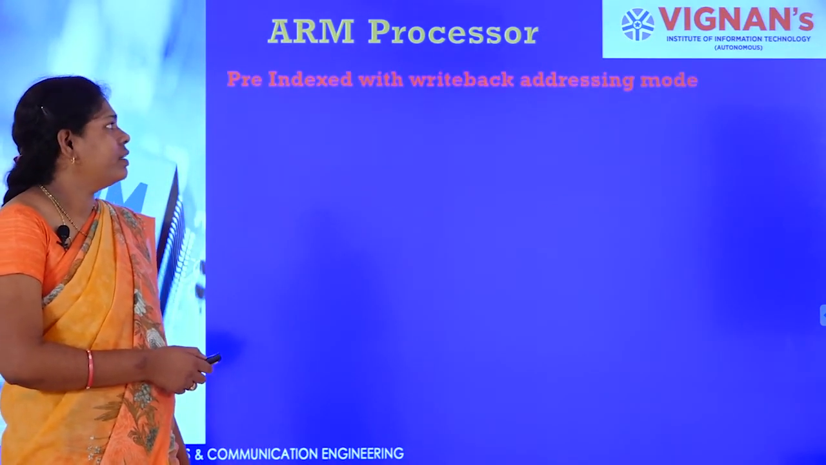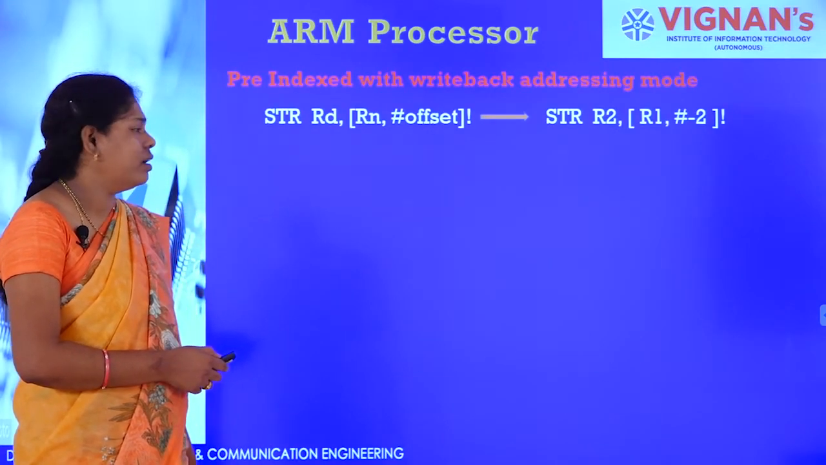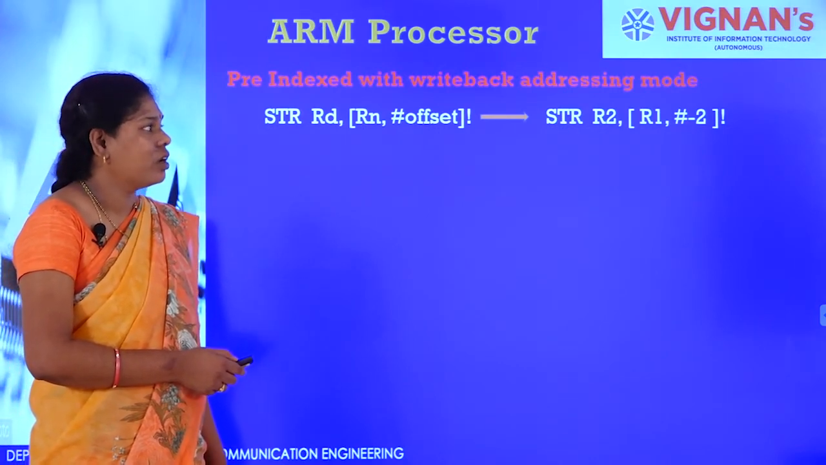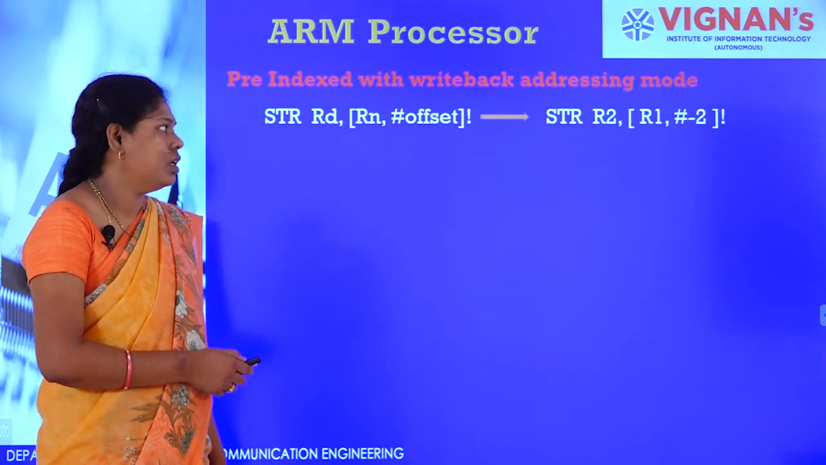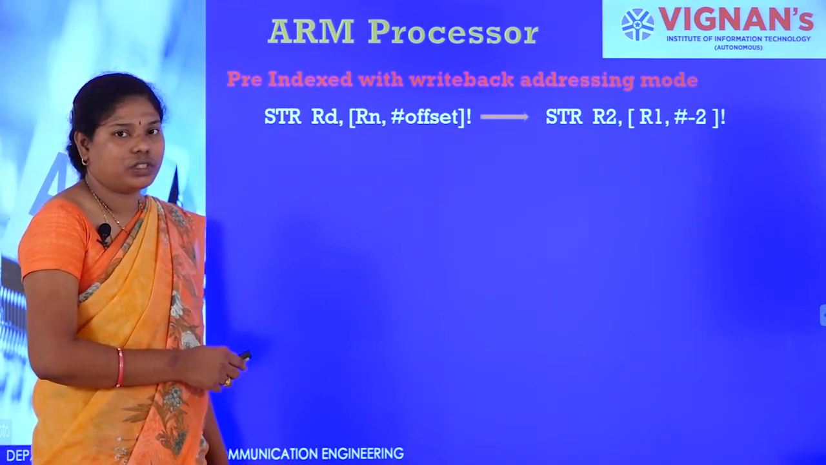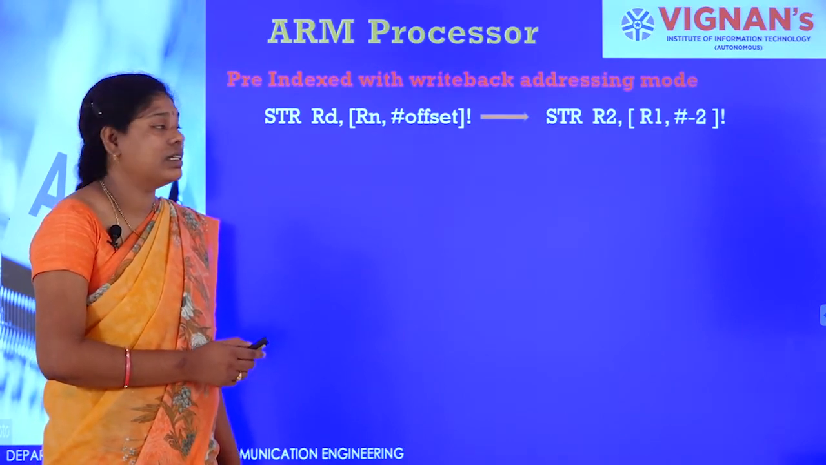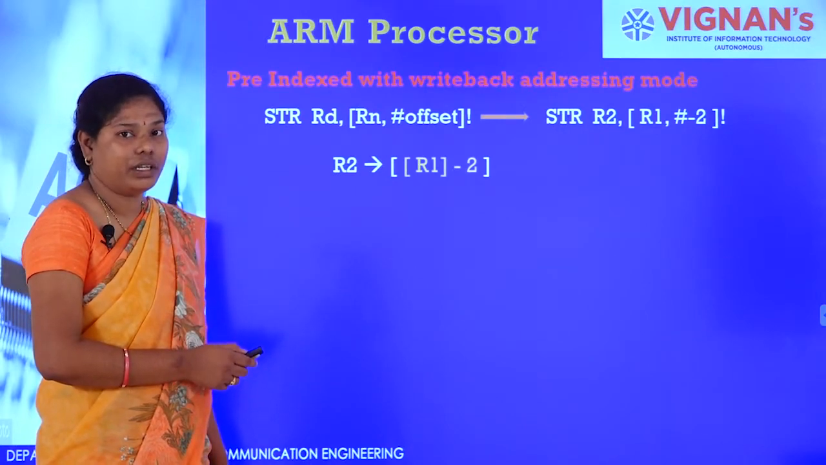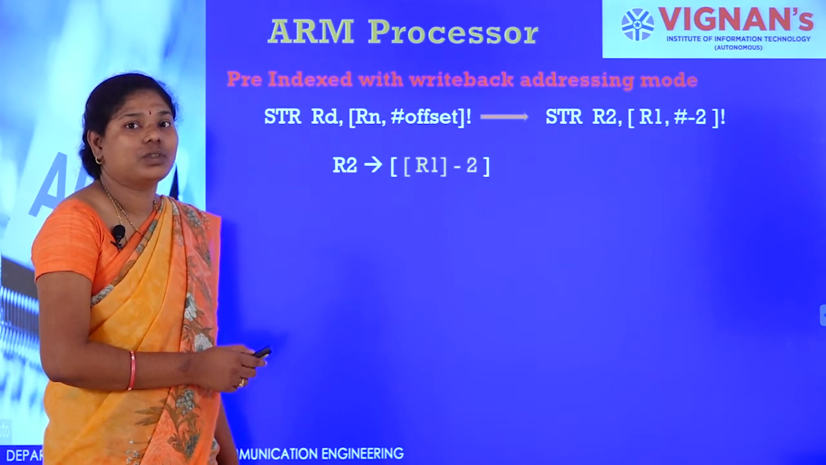Pre-indexed addressing mode with write back. Let us see the example: STR Rd, [Rn, #offset]. Here the offset can be positive or negative, any signed number. Here is a store instruction. Store is nothing but the processor storing the data to the memory, that is, the contents of R2 will be copied to the specified effective address. The effective address is generated by the contents of R1 minus 2.